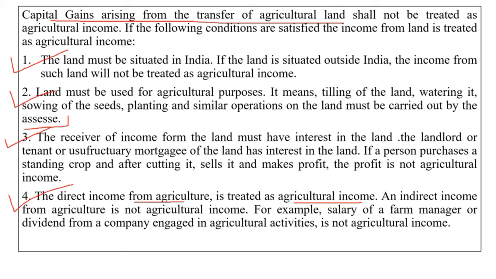But indirect income from agriculture is not agriculture income. For example, the salary of a farm manager or a dividend from a company engaged in agricultural activity is not agriculture income. Suppose one worker is working for me and I am paying him a salary. That salary in his account will not be considered agriculture income. That is a salary for him, not agriculture income.